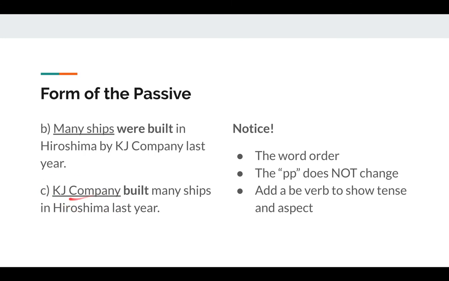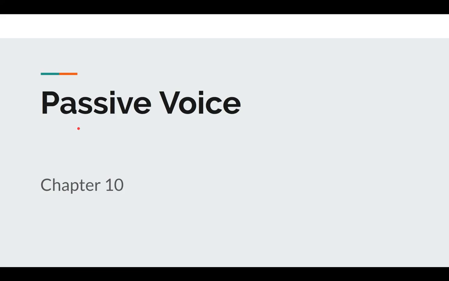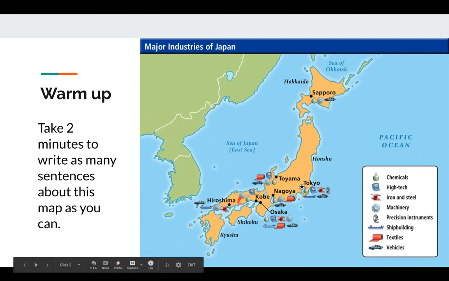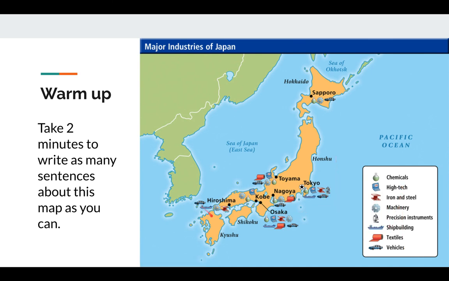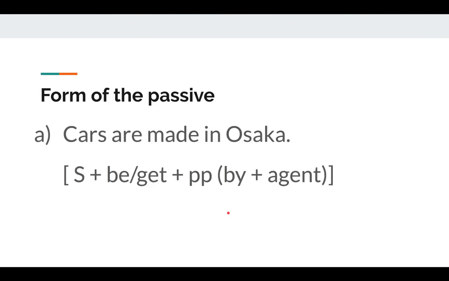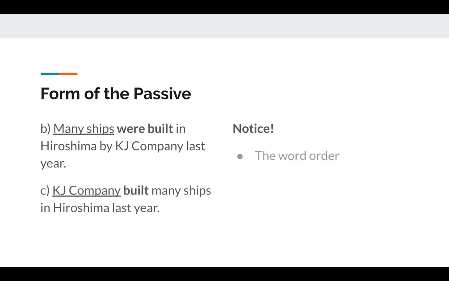So if I care about KJ Company, I'm talking about KJ Company, then maybe I will say C, KJ Company built ships, because this is my focus. But if my focus is like this map we were looking at, I don't care about the companies. There's no company names on this map. I only care about the products, right? I care about the cars or the ships, the machines, the steel. Then I don't care who made it. I only care about the product. So in that situation, I will talk about ships because my focus is the ships. I care about that. Okay.